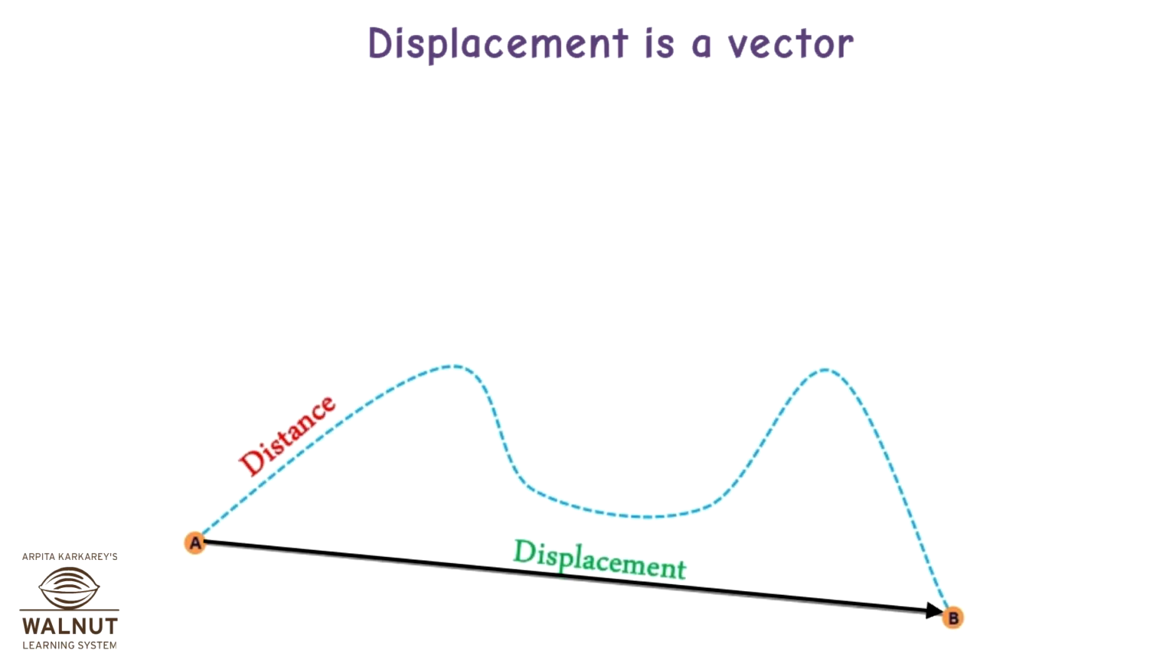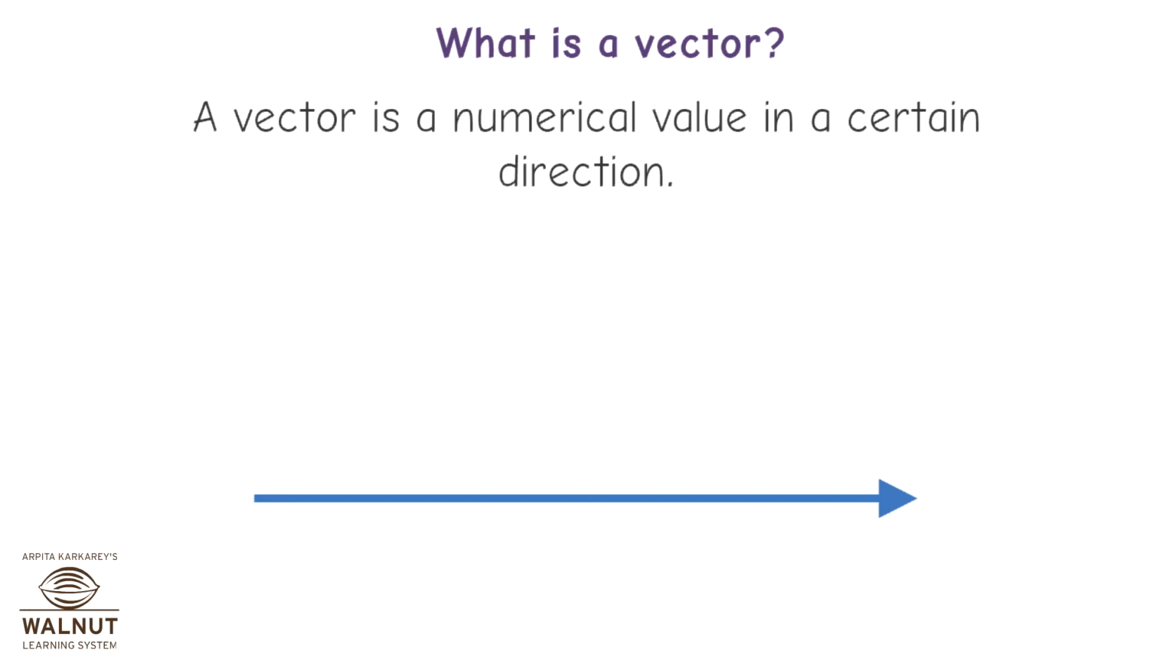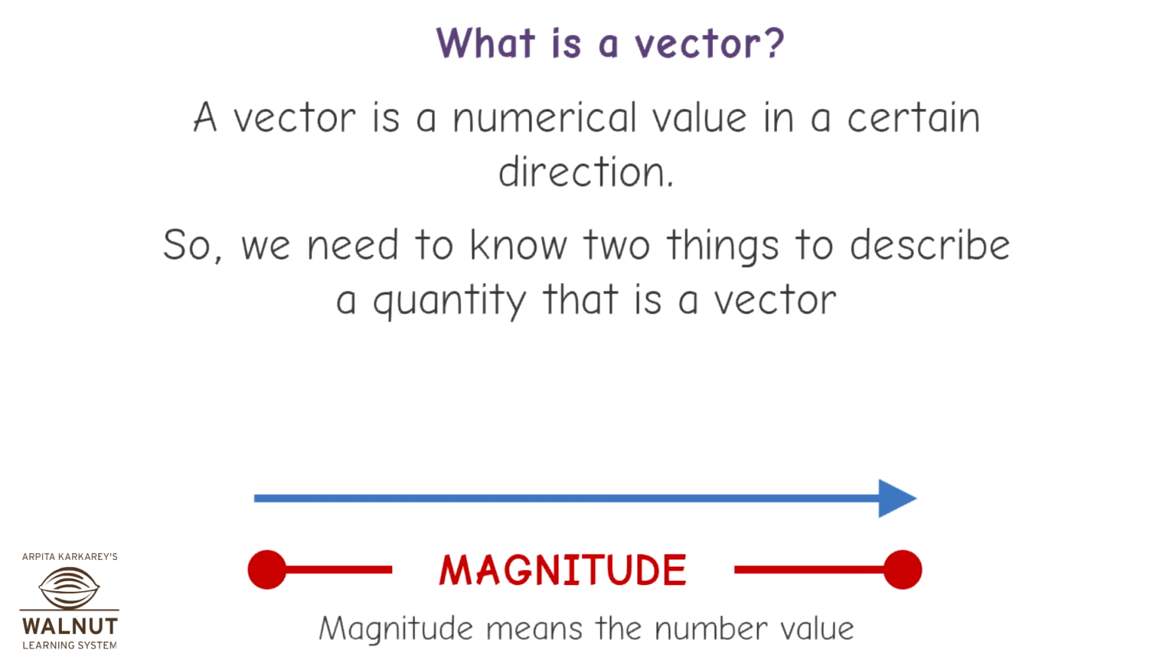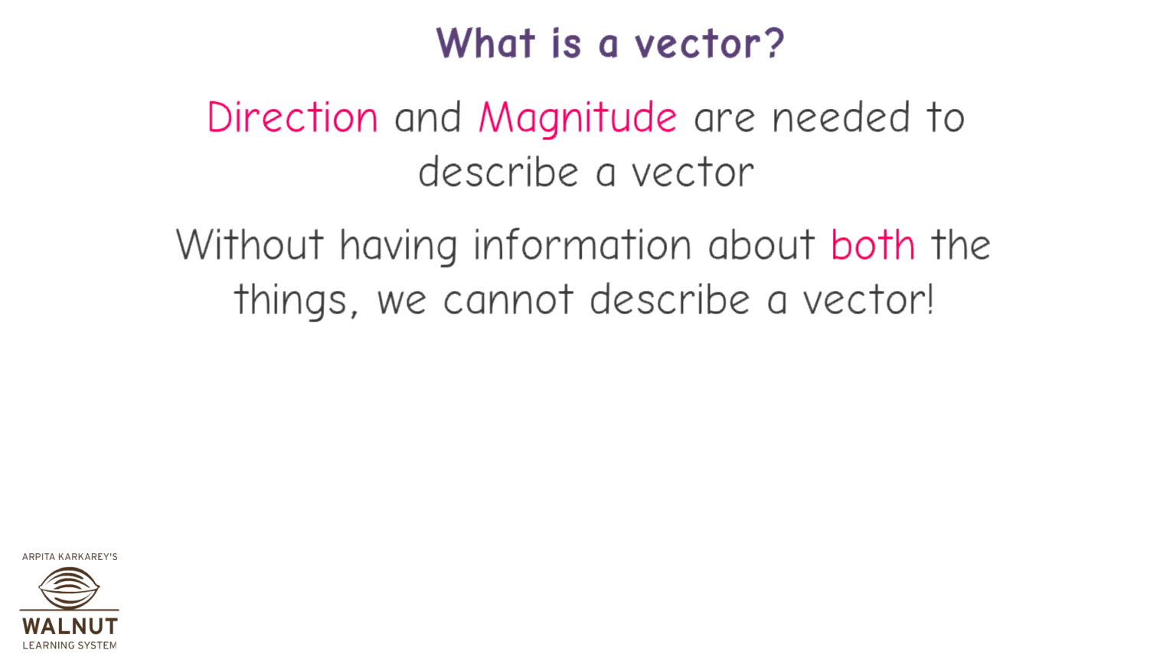Displacement is a vector. The easiest way to picture displacement is by locating where the object started and drawing a straight arrow from this point to where the object stopped moving. What is a vector? A vector is a numerical value in a certain direction. So, we need to know two things to describe a quantity that is a vector: magnitude, which means the number value, and direction. Direction and magnitude are needed to describe a vector. Without having information about both the things, we cannot describe a vector.